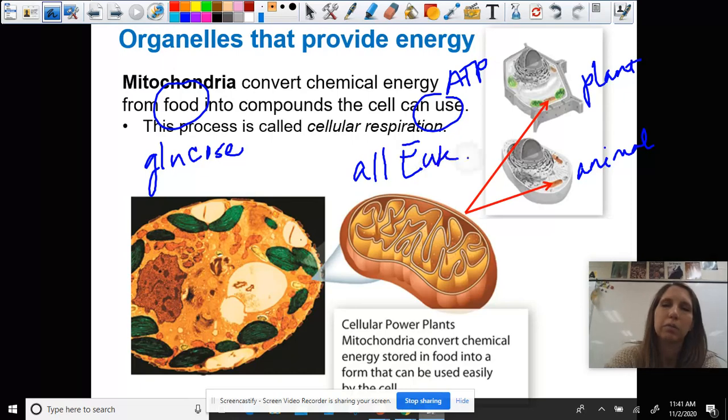Okay, these are going to be important processes when we look at those next few chapters that are coming up. Okay. So that's a mitochondrion.